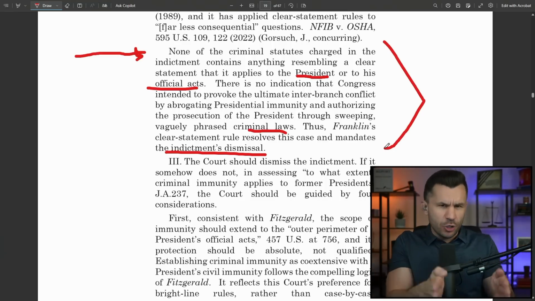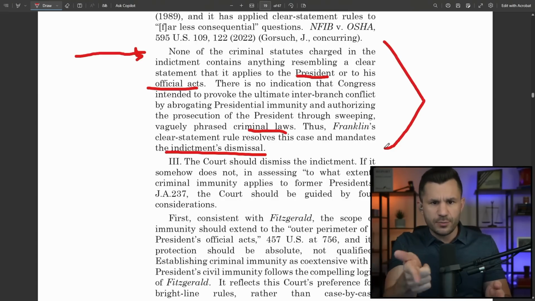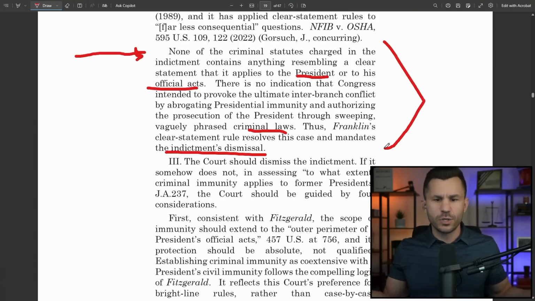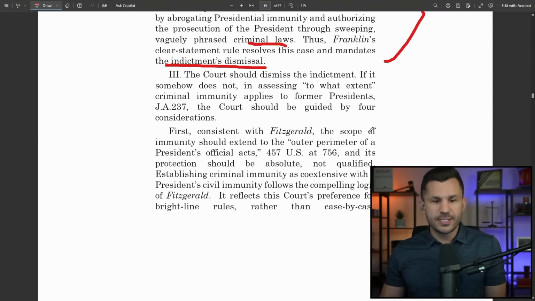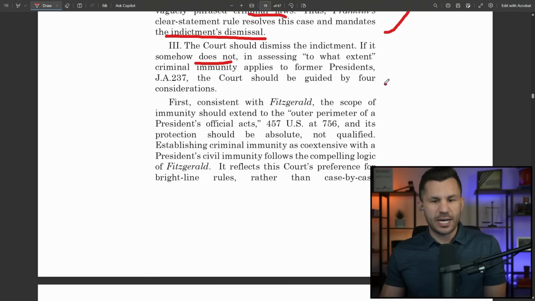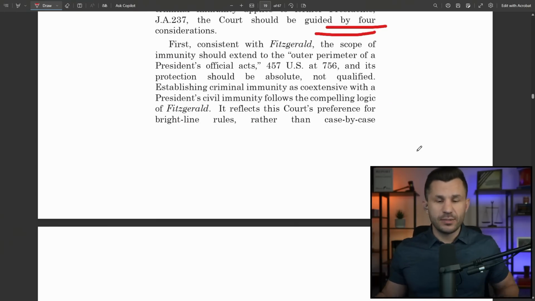So if you charge Trump with a crime for enforcing the rules, which is what he was doing, it's like dividing by zero. It doesn't work. That should dismiss the case. The court should also dismiss this indictment. Now, if it somehow does not, if it allows this charade to continue on, in assessing to quote what extent criminal immunity applies, the court should be guided by 4 considerations. So you should just dismiss it outright. But if not, let's talk about this outer perimeter.